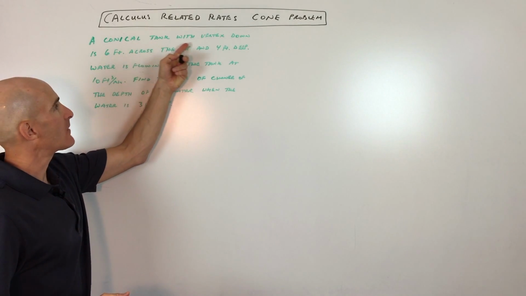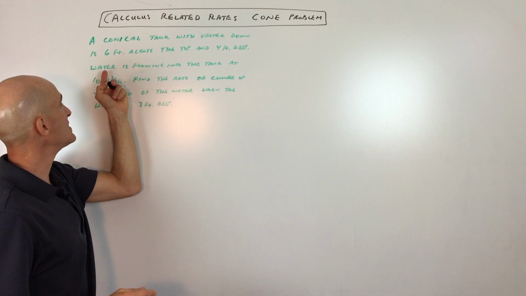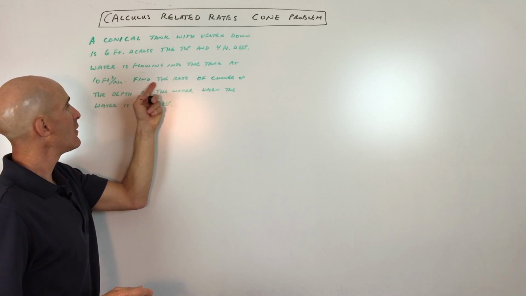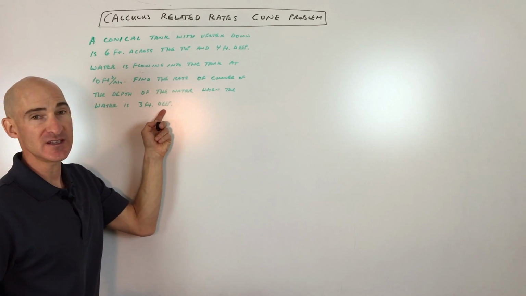So a conical tank with vertex down is 6 feet across at the top and 4 feet deep. Water is flowing into the tank at 10 feet cubed per minute. Find the rate of change of the depth of the water when the water is 3 feet deep.